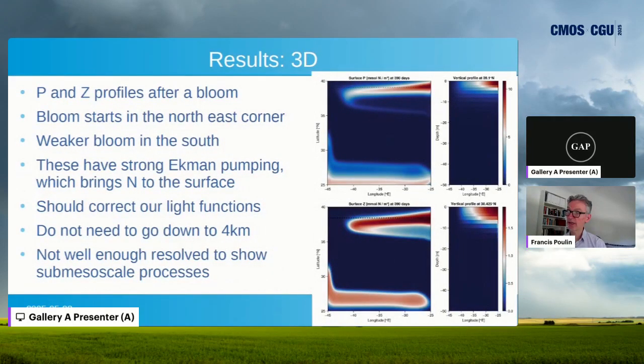So this shows a horizontal cross-section of the phytoplankton on the top left, zooplankton on the bottom left, and on the right we see the corresponding vertical profiles. And we see that the phytoplankton bloom starts off in the northeastern part of the domain, which corresponds to where we have upwelling, because it's the nutrients coming up in this corner that gives more food for the phytoplankton, then allows them to grow.